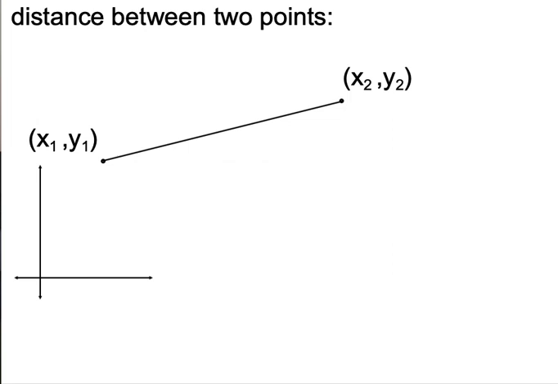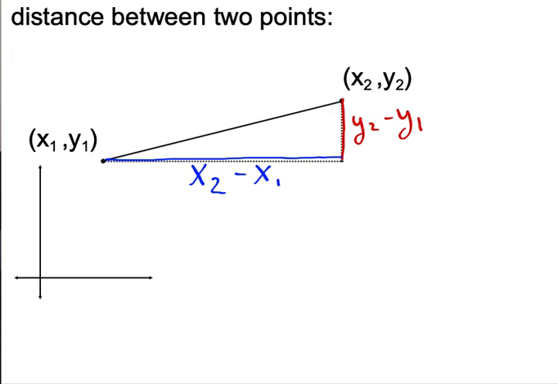So if we've got 2 points that have some distance between them, we can draw them and then make this little right triangle. And then we need to consider what these are. From the top to the bottom of this, this leg of the triangle ends up being y2 minus y1. And the distance along the base of this triangle is the length between the x's, which is x2 minus x1.